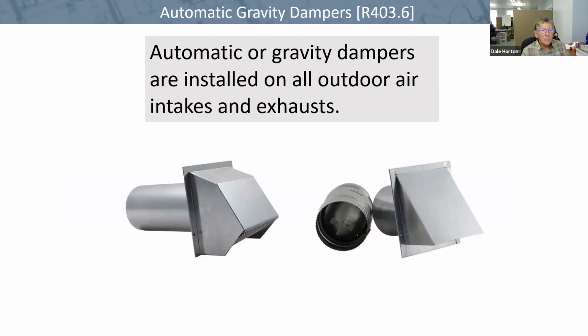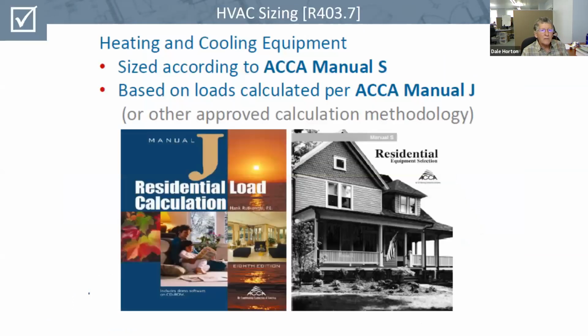The code requires that in residential, automatic and gravity dampers be installed at intakes and exhausts, pretty straightforward. And we're moving into the mechanical, obviously moving in and discussing the mechanical components. The code continues in 2018 to require that the heating equipment be sized and designed according to ACCA Manual S and ACCA Manual J, or an equivalent design procedure.